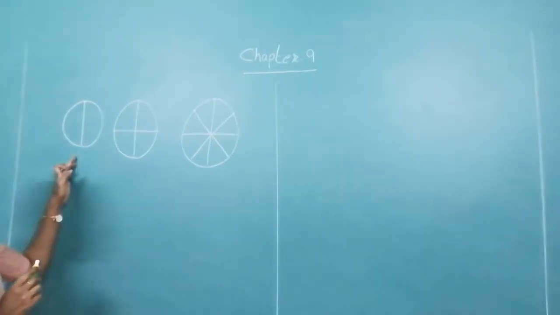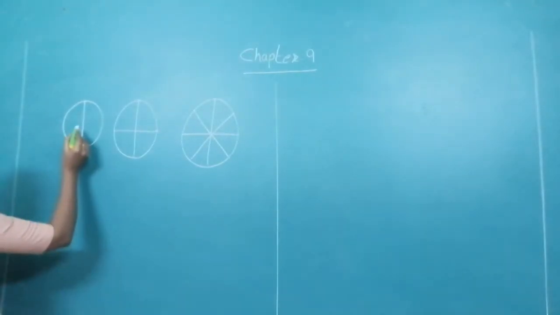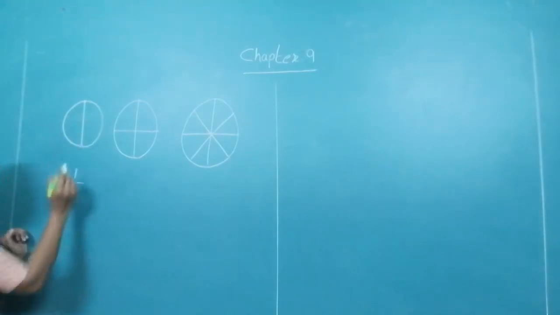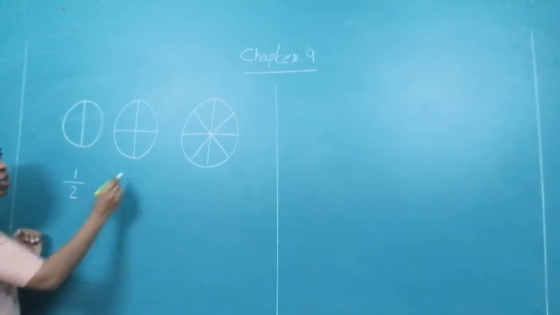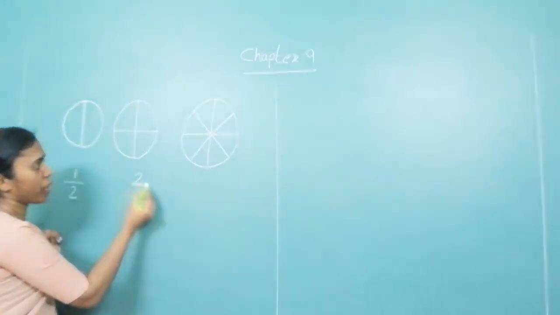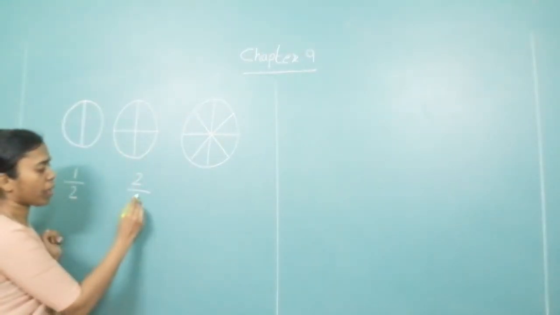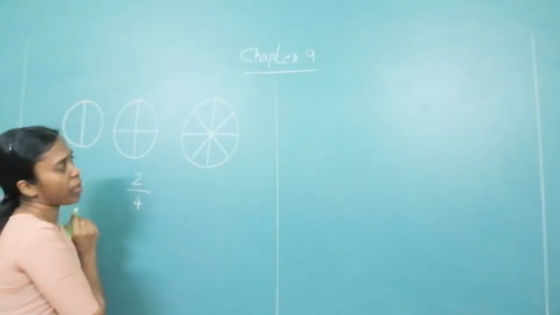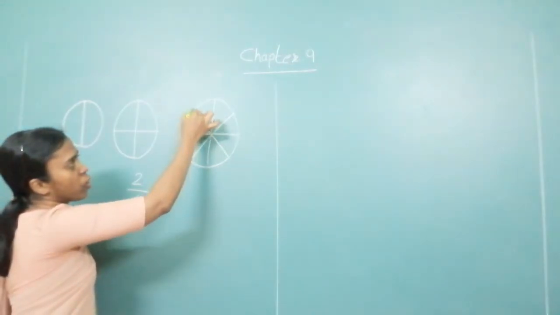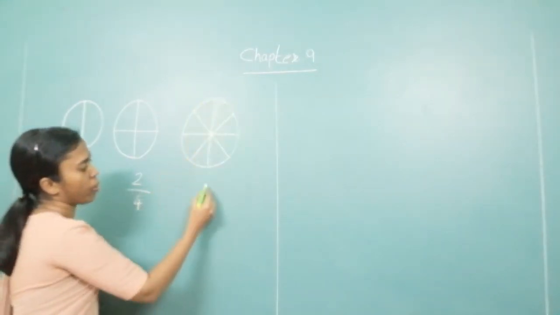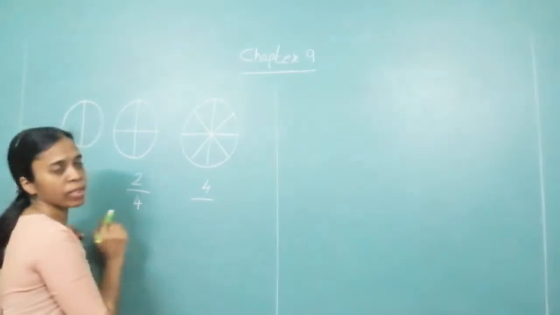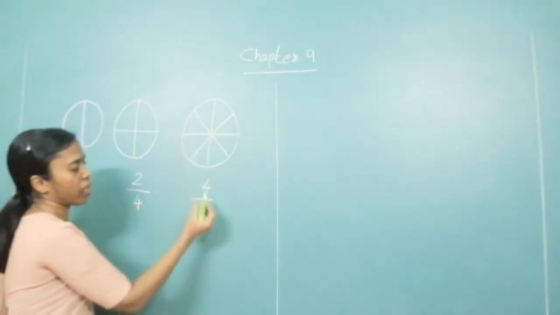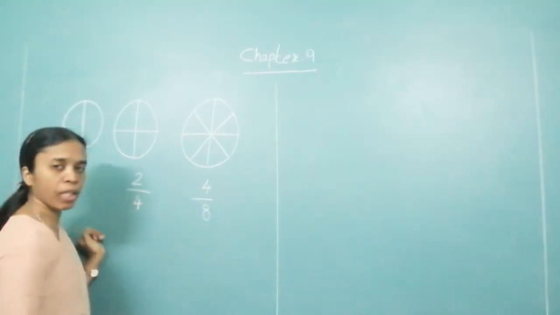So if you look at the first diagram, how many diameters are there? One diameter. How many parts have been created? Two. In the second diagram we have two diameters and how many parts have been created? Four. In the third diagram, how many diameters do we have? 1, 2, 3, 4 diameters. And how many parts have been created? 1, 2, 3, 4, 5, 6, 7, 8. 8 parts have been created.